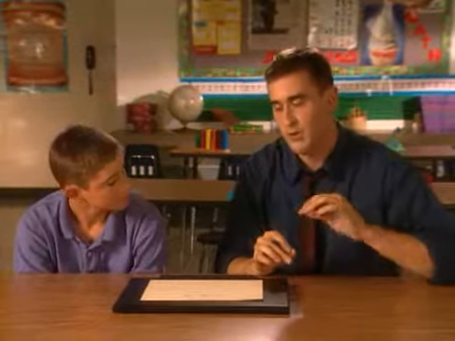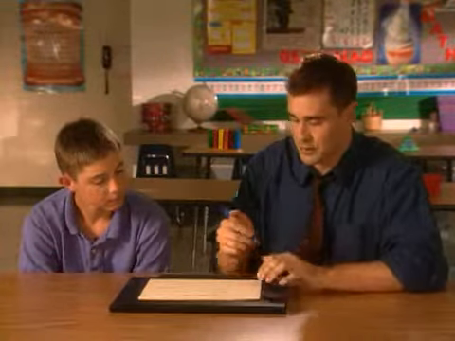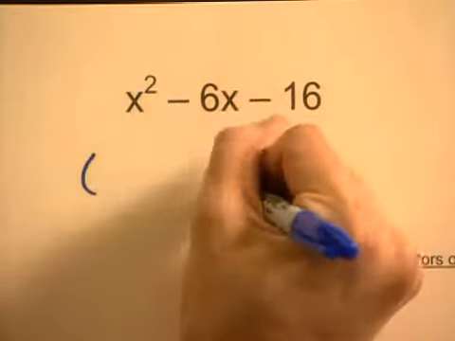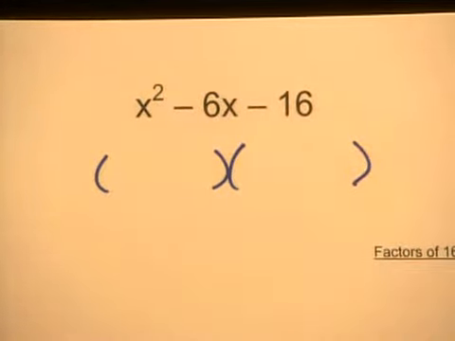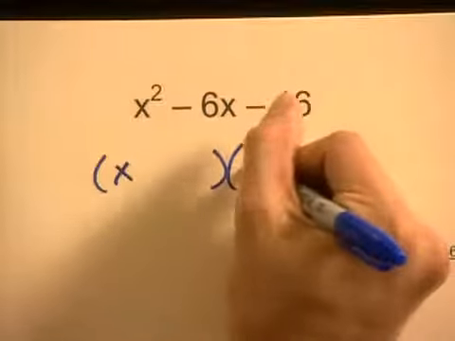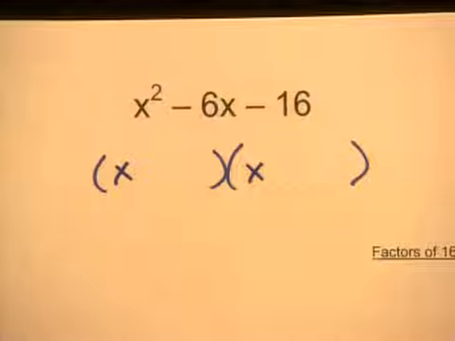Like I said, this is really the reverse of the FOIL. If FOIL was going in one direction, this is really going backwards. So you remember that the FOIL, Casey, starts out with two sets of parentheses for our two binomial factors. We usually start off with what as the first term in each of those binomial factors? X, right? Because it's that x times x that's going to get us our x squared.